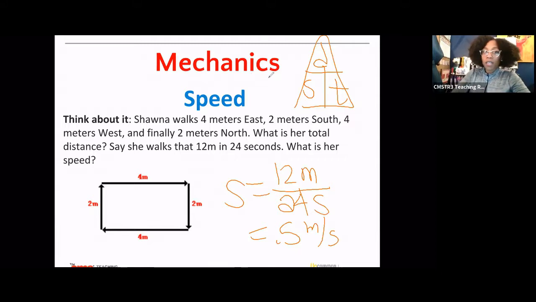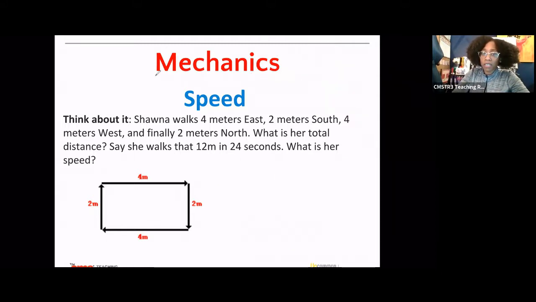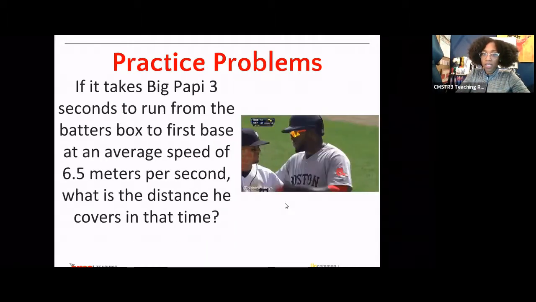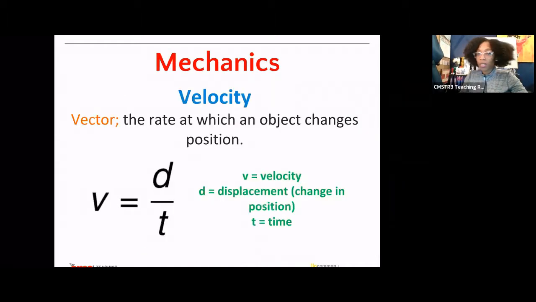But again, easy numbers, not anything where you'd have to be like, I need my calculator, hopefully. Again, no direction because it's just a scalar. So the vector that's going to go with speed, and I'll come back to these in a second, just to make sure, the vector that goes with speed is velocity.